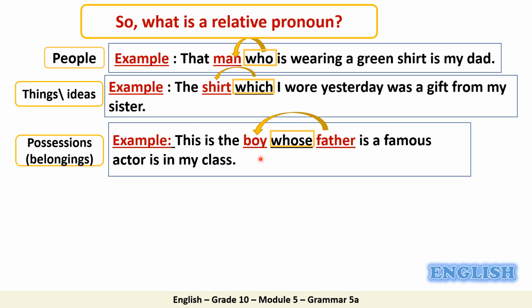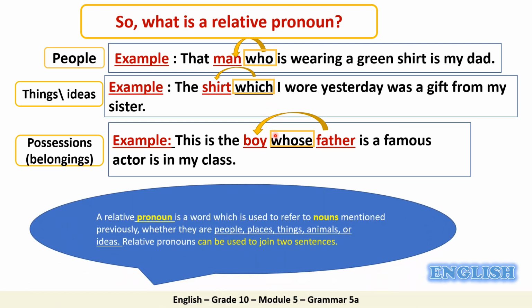Now that you have learned about who, which, and whose, what is a relative pronoun? It is a word which is used to refer to nouns mentioned previously, whether they are people, places, things, animals, or ideas. Relative pronouns can be used to join two sentences.